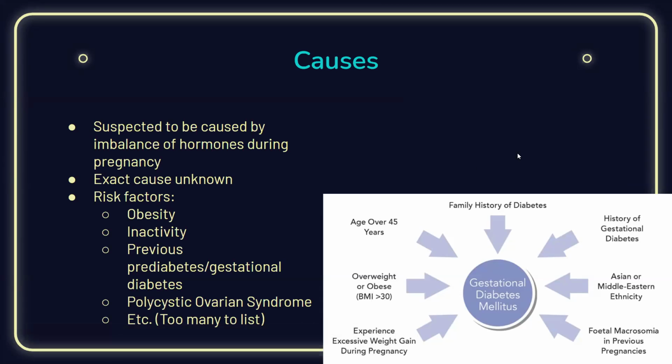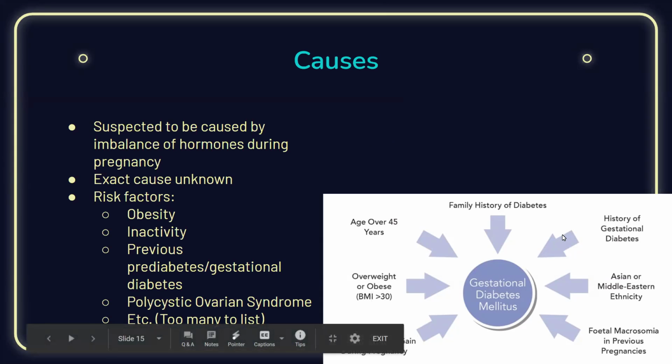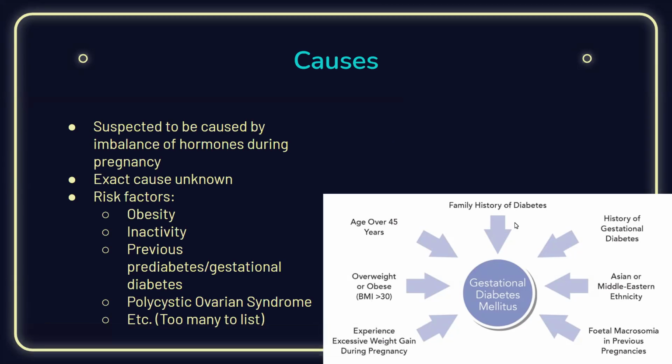As you can see here, we have age over 45. Older people are more susceptible to it. People with family histories, of course, it's partly genetic, so you can often get gestational diabetes that way. If you have had gestational diabetes in the past, obviously you're more likely to get it in the future. Asian and Middle Eastern ethnicities are more likely to get it, as well as those who experience excessive weight gain during pregnancy. The mother can get gestational diabetes if she's overweight or obese.